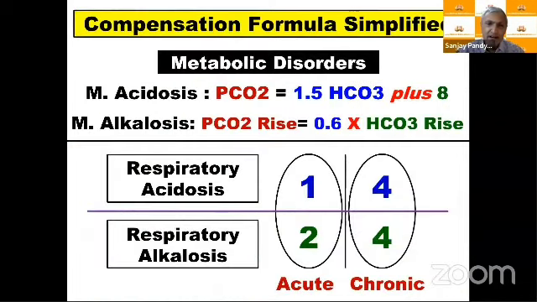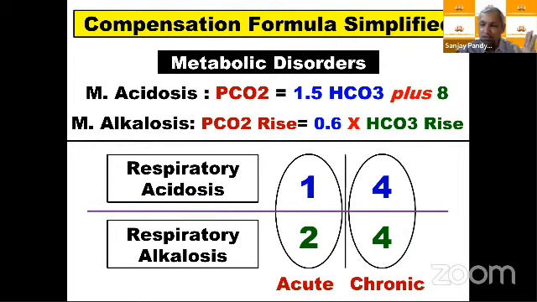So to summarize the compensation: in metabolic acidosis, PCO2 is equal to 1.5 times bicarbonate plus 8. In metabolic alkalosis, the rise in PCO2 is equal to 0.6 into the bicarbonate rise. Respiratory acidosis, remember 1,4. Respiratory alkalosis, remember 2,4, and done.